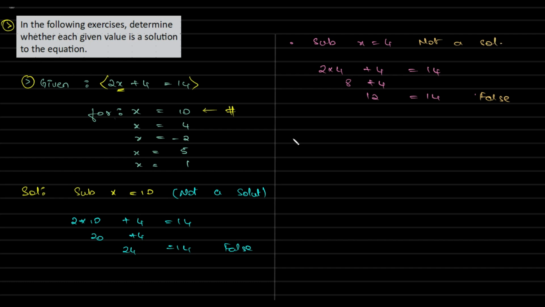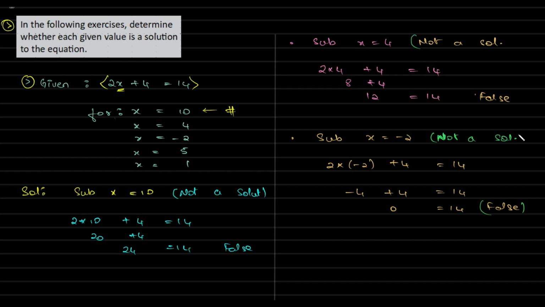Right? Next question. Substitute x is equal to negative 2. So in place of x I am putting negative 2, then 2 into negative 2 plus 4 is equal to 14. So this is negative 4 plus 4 is equal to 14. So 0 is equal to 14. Again a false statement, and thus this is not a solution.